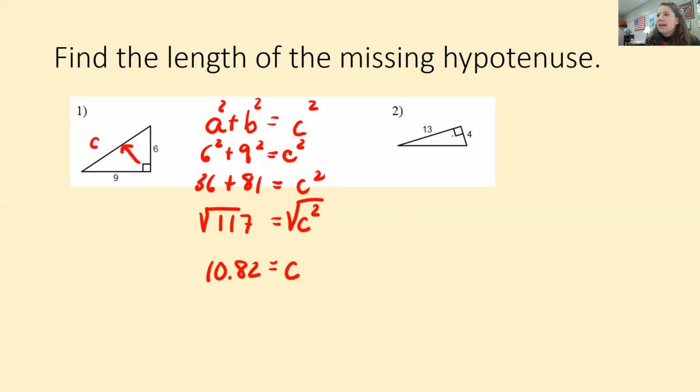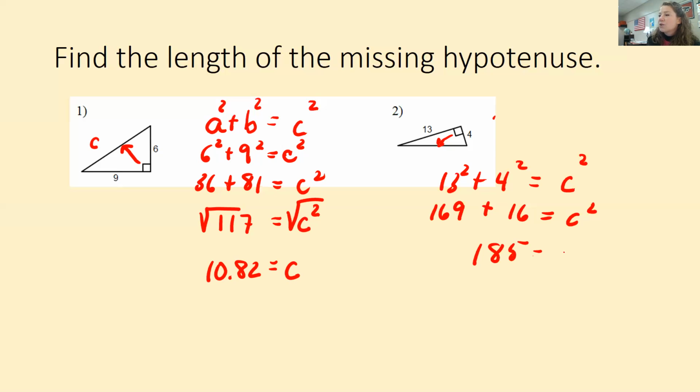The hypotenuse is our missing side because it's across from the right angle. So we're going to do 13 squared plus 4 squared. It doesn't matter which is A and which is B, but the hypotenuse must be C squared. So 13 squared is 169, plus 4 squared is 16, equals C squared. I think 13 squared is 169. Yes, it is. Plus 16 is equal to 185. So 185 is equal to the hypotenuse squared.